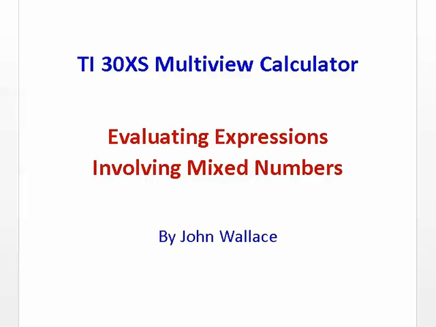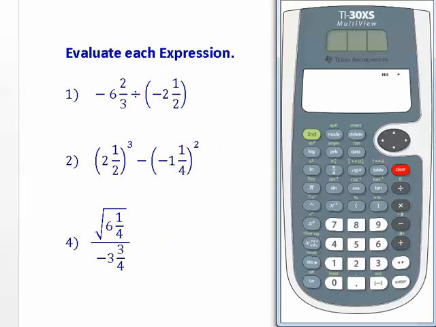Hi, in this video we're going to take a look at evaluating expressions involving mixed numbers on the TI-30XS Multiview calculator. So let's start by looking at some examples. As we can see in example number 1, we're going to divide negative 6 2/3 by negative 2 1/2.